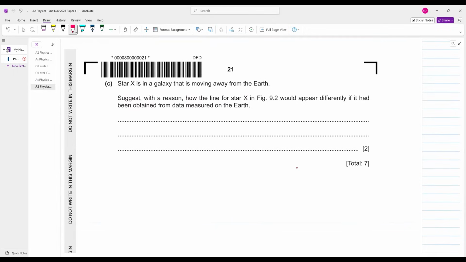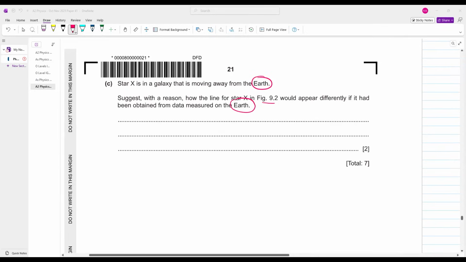Star X is in a galaxy that is moving away from Earth. Suggest with a reason how the line for star X in figure 9.2 would appear differently if it had been obtained from the data measured on Earth. If you observe star X on Earth, what will happen? The light from star X will appear red shifted, hence the wavelength of peak emission rate would be greater.